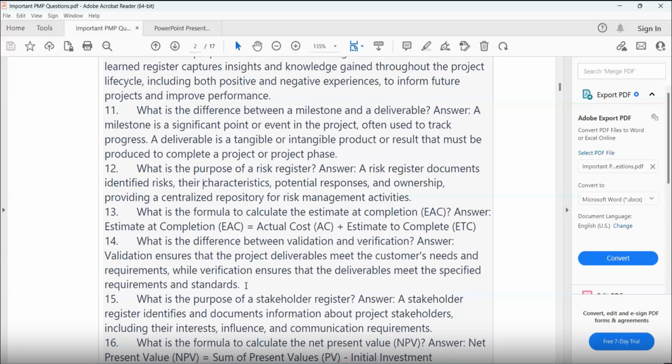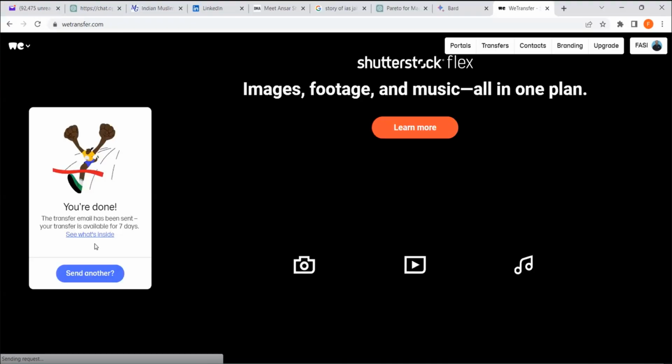What is the difference between validation and verification? Validation ensures that the project deliverables meet the customer's need and requirement, while verification ensures that the deliverables meet the specified requirements and standards.